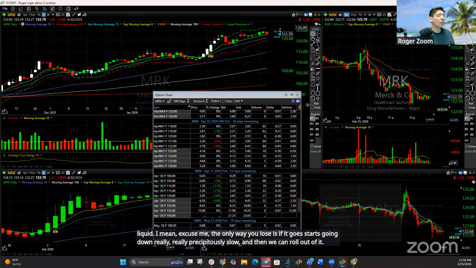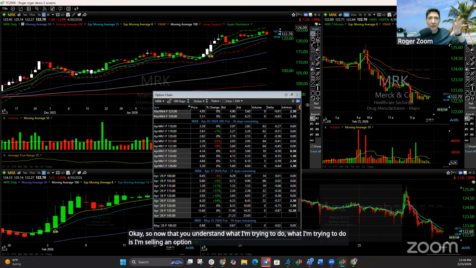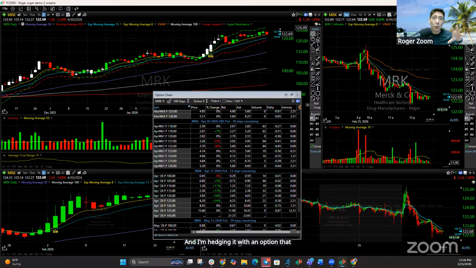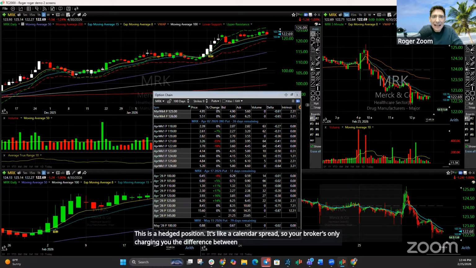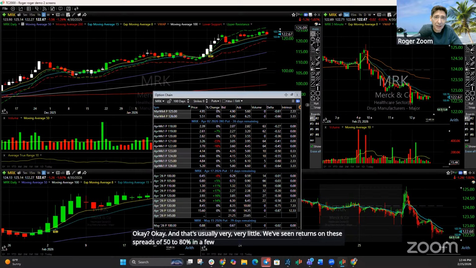Okay. So now that you understand what I'm trying to do: I'm selling an option that expires in a few days, and I'm hedging it with an option that doesn't expire for 2 months. This is a hedged position. It's like a calendar spread. So your broker is only charging you the difference between what you're paying and what your debit is. And that's usually very, very little. We've seen returns on these spreads of 50 to 80% in a few days.